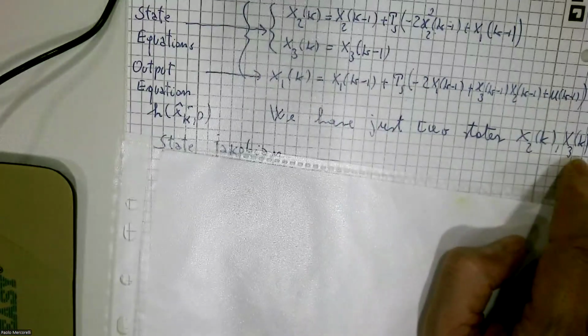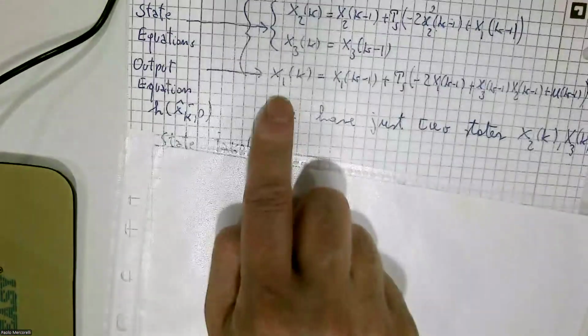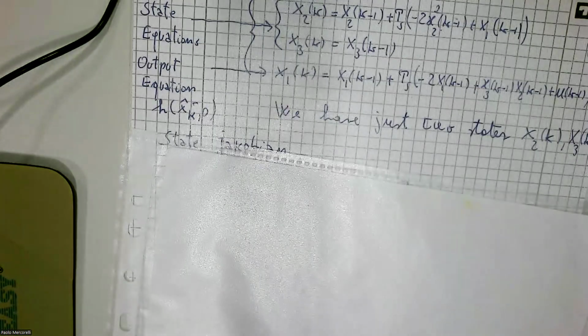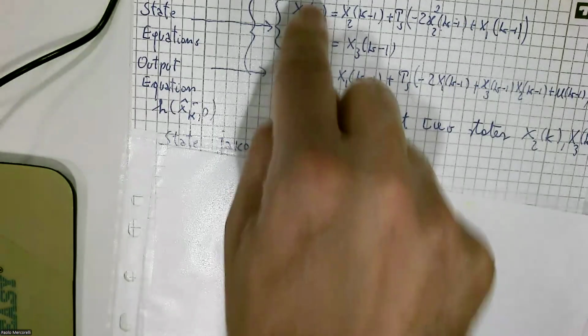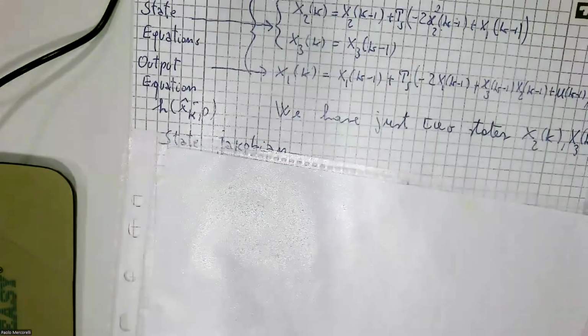In this choice here, we have x2 and x3 as states, because the output is characterized by the equation x1. In another representation, I can consider x1 and x2 as states, and x3 as an output. Possible choice. Or the last choice is x1 and x3 as state equations, and x2 as an output.